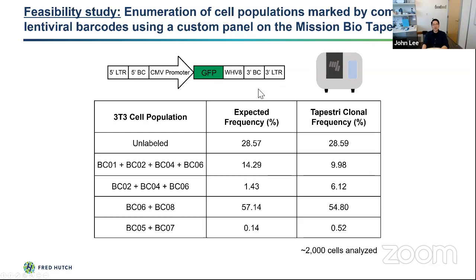To start, we used 3T3 cells. This is a mixed 3T3 cell population. About 29% of them were unlabeled, 14% had 4 barcodes, 1.5% had 3 barcodes, close to 60% had 2 barcodes, and then another 2 barcodes at a frequency of 0.14%. When we analyzed about 2,000 cells on the Tapestri, we got pretty close to the expected frequency. This really gave us a lot of confidence to move forward.